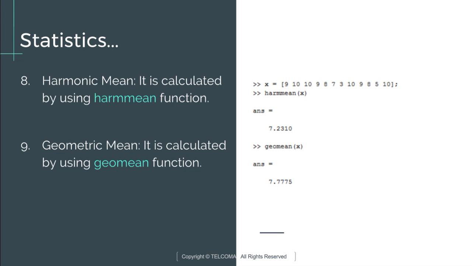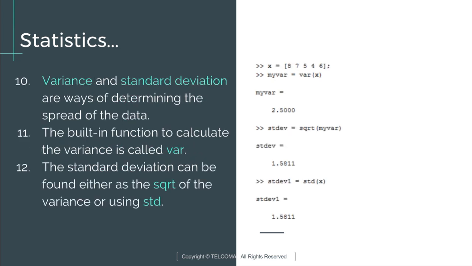Next is harmonic mean and geometric mean. So these means are also calculated by using harmmean function as well as geomean function respectively. Next is variance and standard deviation. So these are ways of determining the spread of the data.